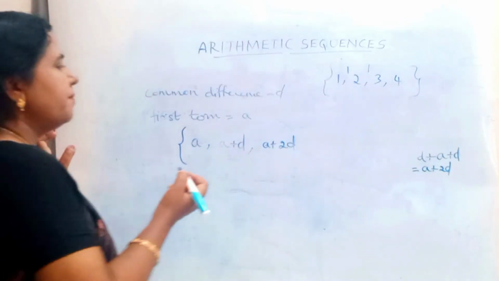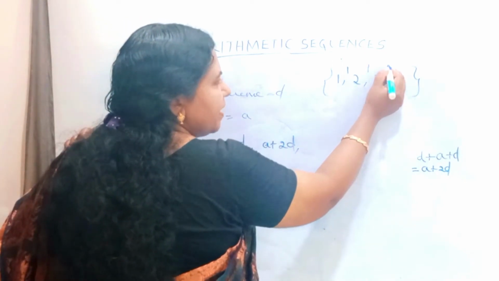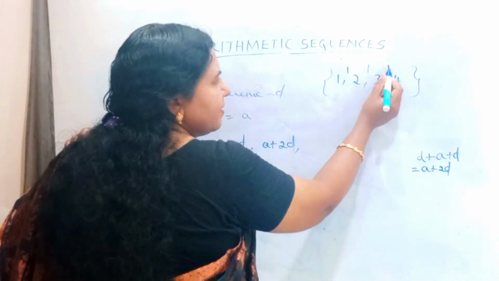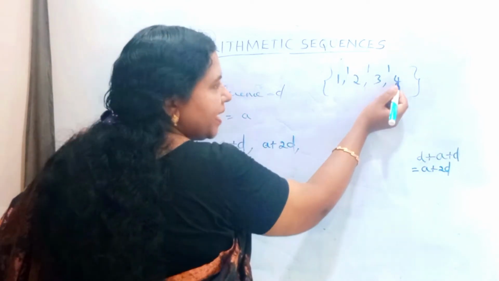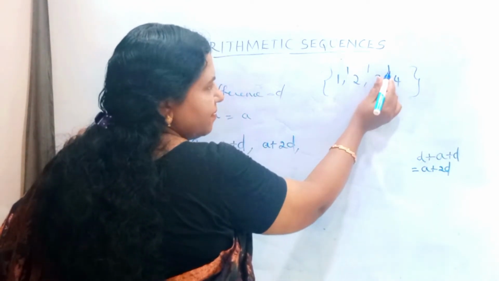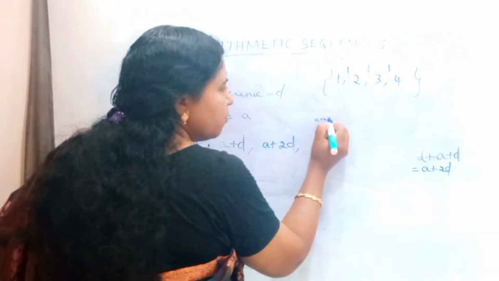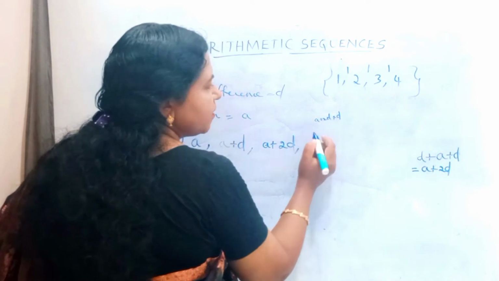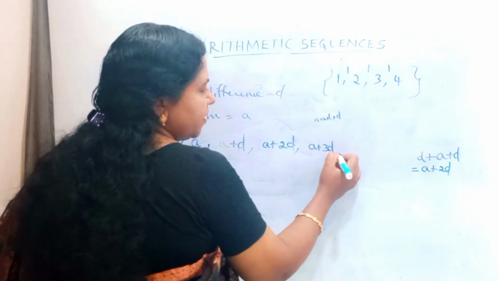Now in a similar way we can find out the fourth term. Here the difference is equal to 1. When we add this difference value to the third term, we will get the fourth term. So the fourth term becomes third plus D. The third is A plus 2D, so A plus 2D plus D becomes A plus 3D. So this is the fourth term.